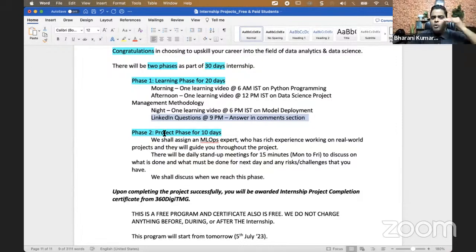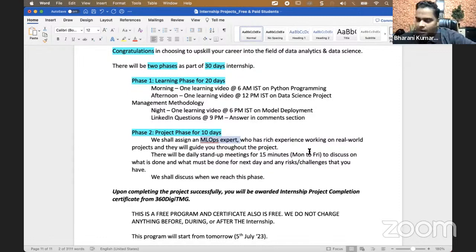Post that, you will move into the project phase, which will be for another 10 days. And when you move to the project phase, we will be assigning you a machine learning operations expert who is specialized in deployment aspects, who has rich experience working on real-world projects.